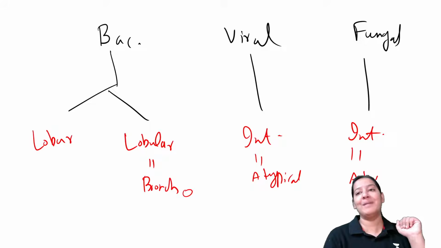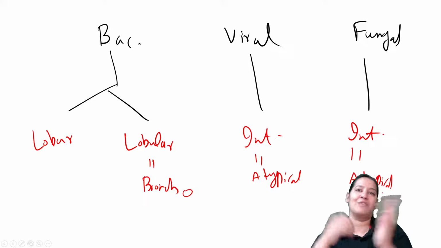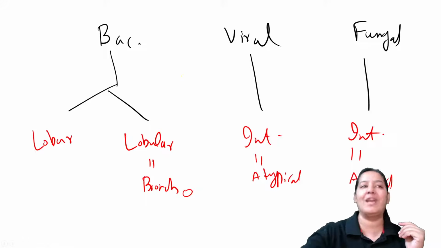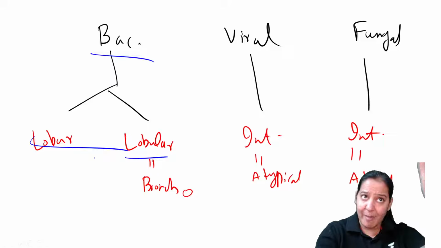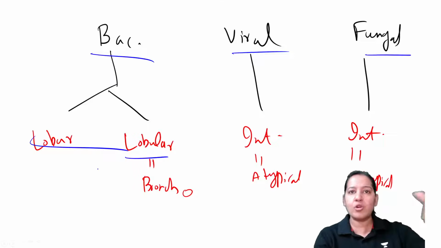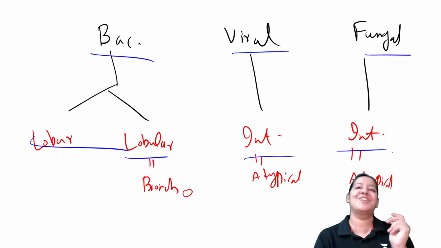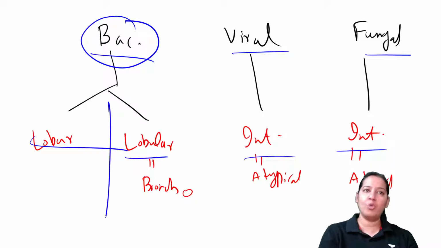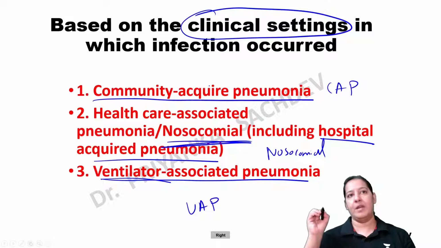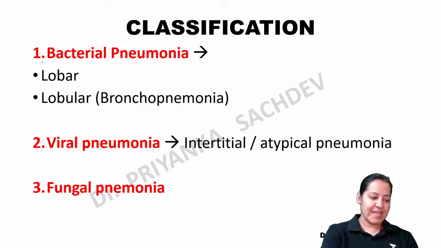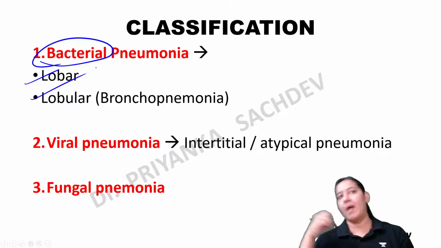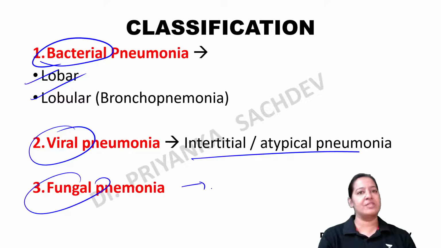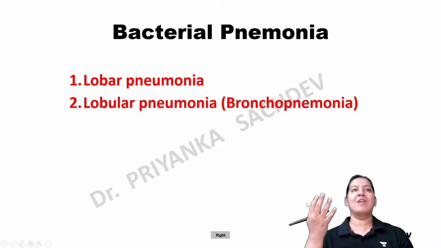If you don't know the basics, I cannot directly jump to the histology of the pneumonias. You should know that bacteria cause two types of pneumonia, lobar and lobular. These are the two types of bacterial pneumonia. But viral and fungal do not cause lobar and lobular; they cause interstitial pneumonia. These are the basics you should know. Let me start with bacterial pneumonia, the two types of bacterial pneumonia, lobular and lobar. Viral pneumonia is only one type, interstitial or atypical. Fungal is also the same, interstitial or atypical. So let me start bacterial pneumonia.